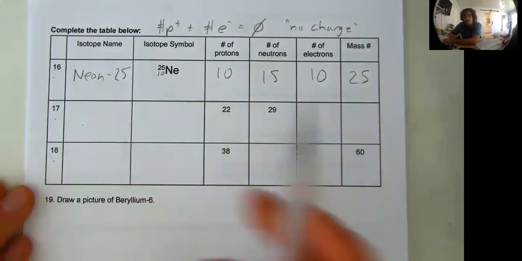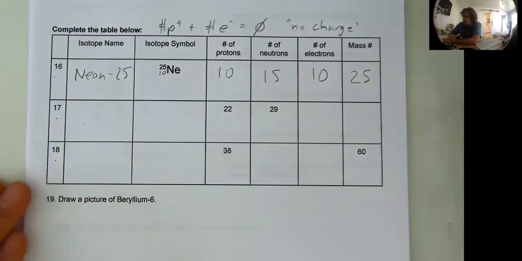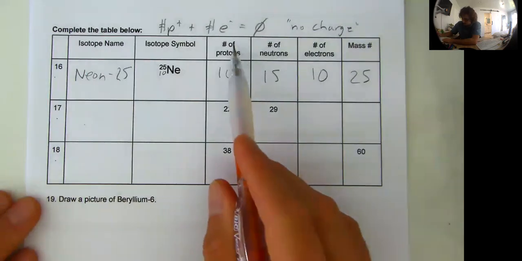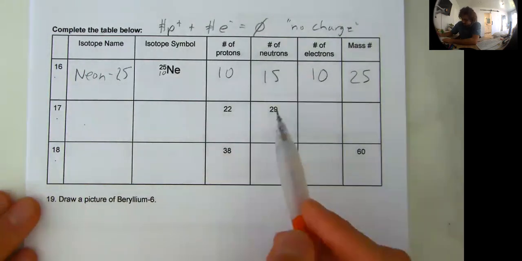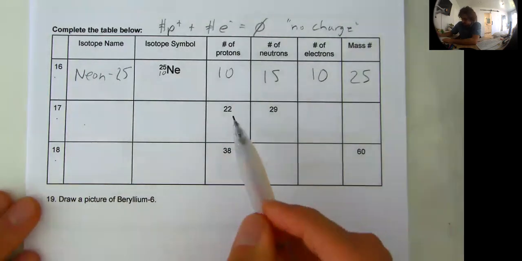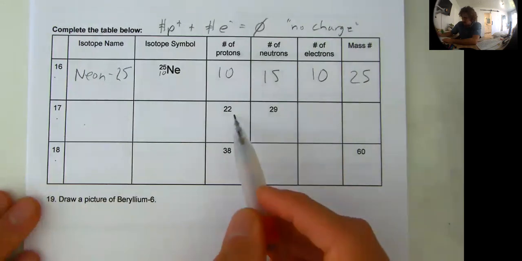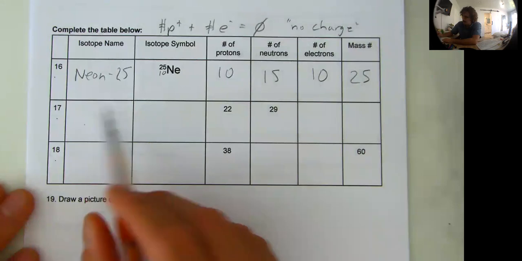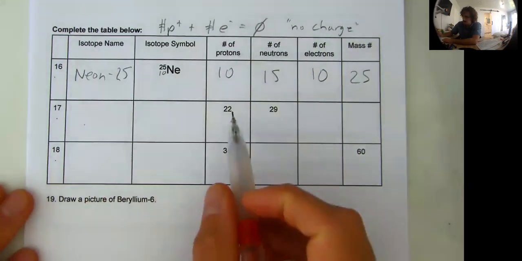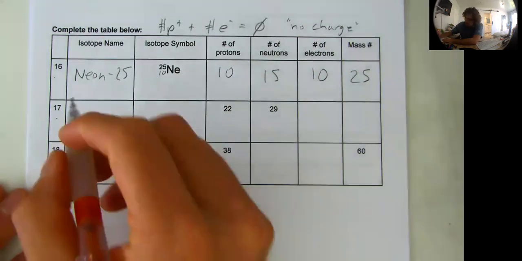If we move on to number 17, it gives us different information, but can we fill out the rest of the empty boxes? Yes, we can. Let's look at what we have to work with. We have the number of protons and the number of neutrons. The number of protons is 22. That means we can learn the isotope name and symbol. We just have to look at number 22 on the periodic table. You're using your periodic table. It says number 22 is titanium.